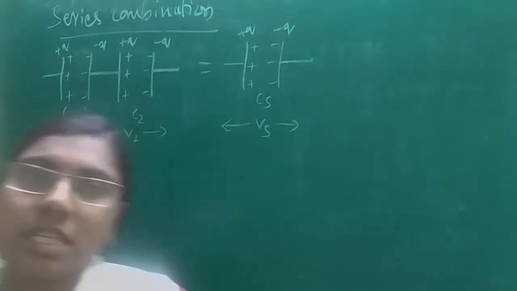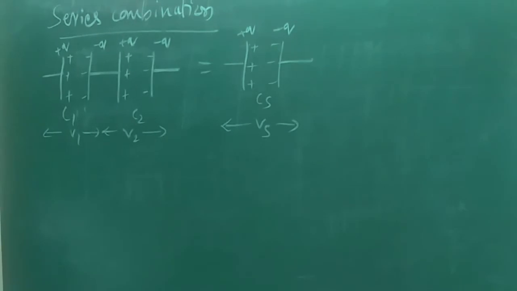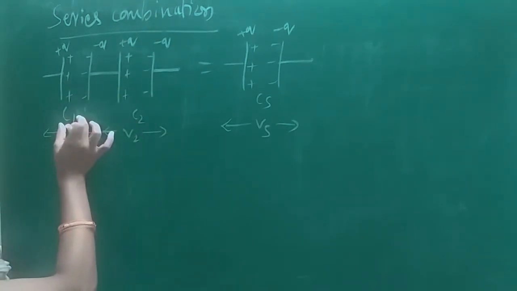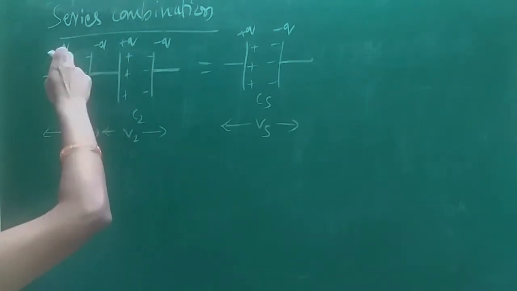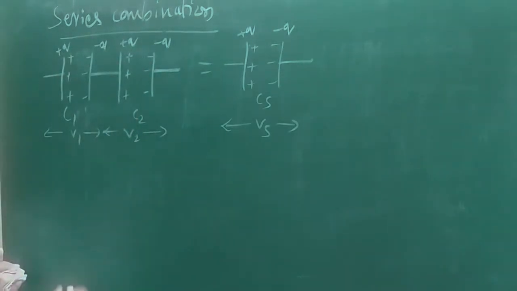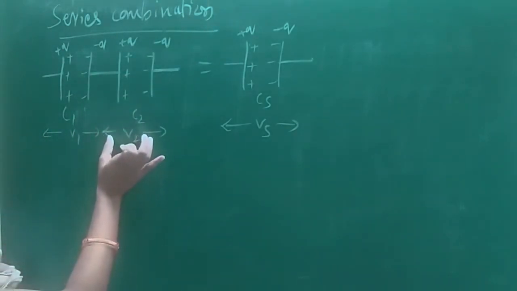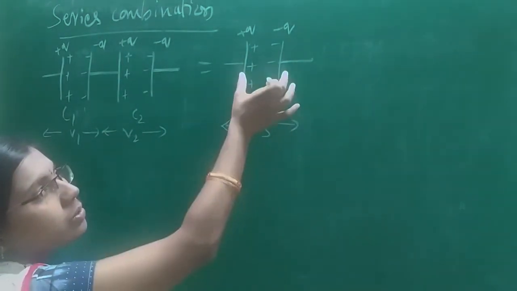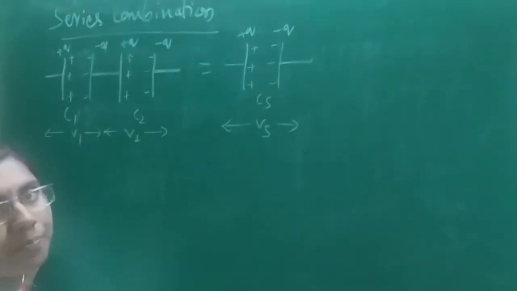Now let me move on to discuss the capacitance of an equivalent capacitor in series combination. Expression for capacitance in series combination. For that I have considered two capacitors having capacitance C1 and C2, and the charge on each capacitor is Q. The potential across the capacitor C1 is V1 and the potential difference across the capacitor C2 is V2. The potential difference across the equivalent capacitor is Vs and the equivalent capacitance is Cs.